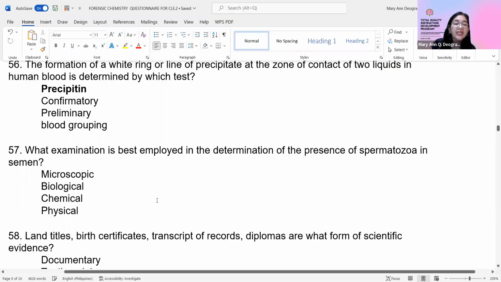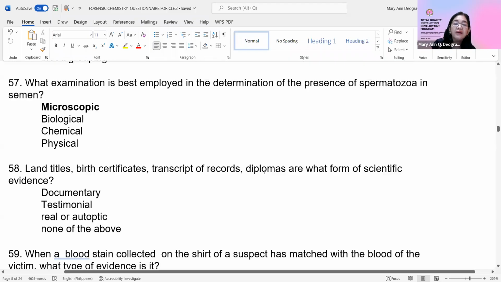All right. Land titles, birth certificates, transcript, diplomas are form of what type of evidence? Ayan, pabigay na question to. It's documentary.